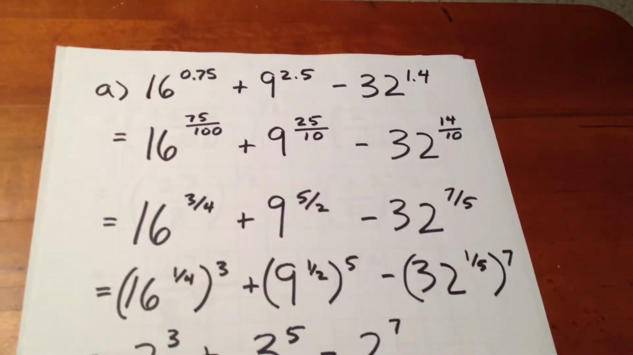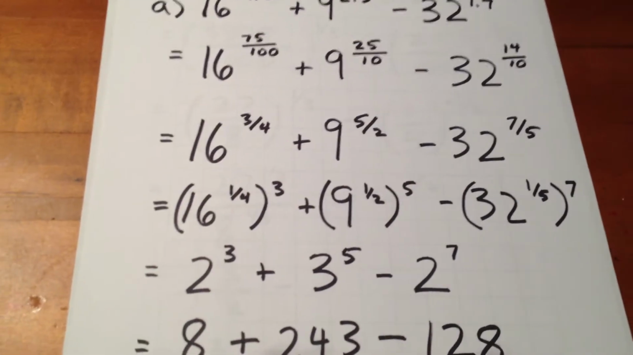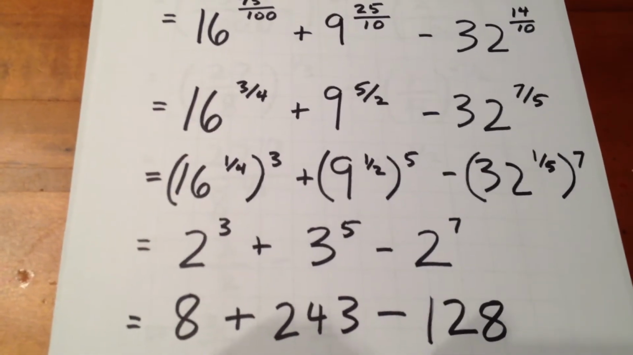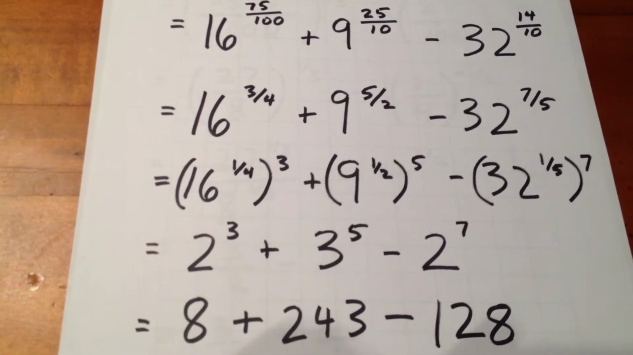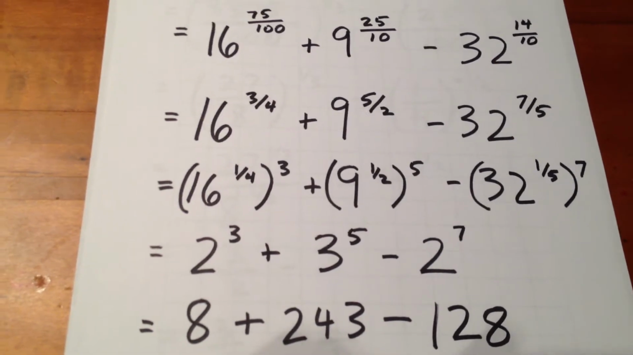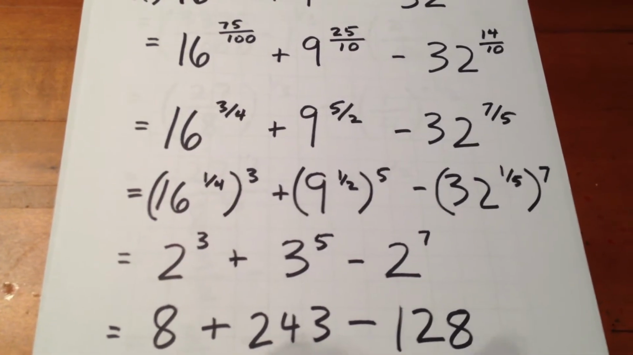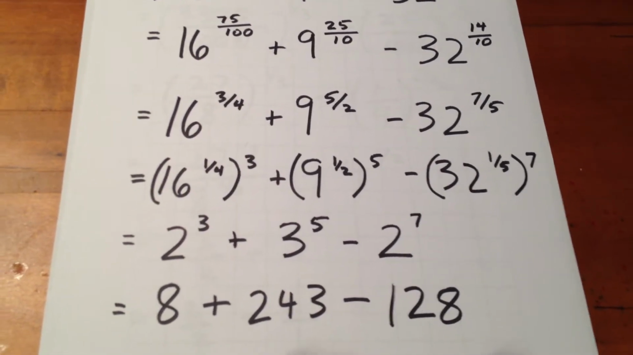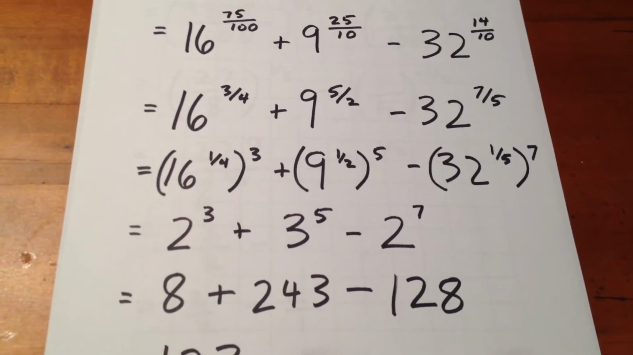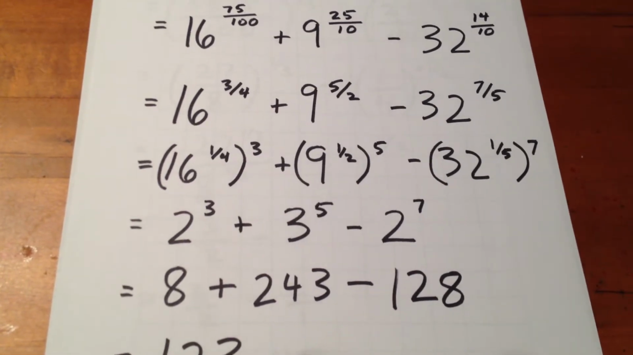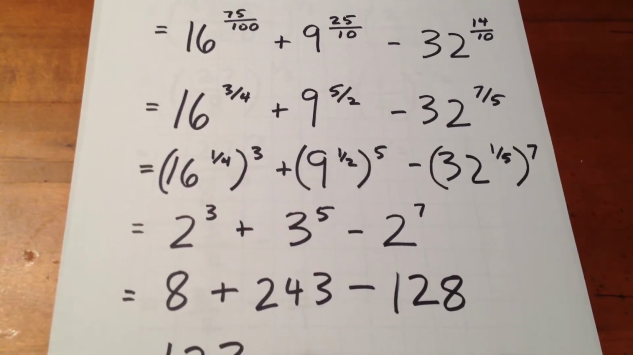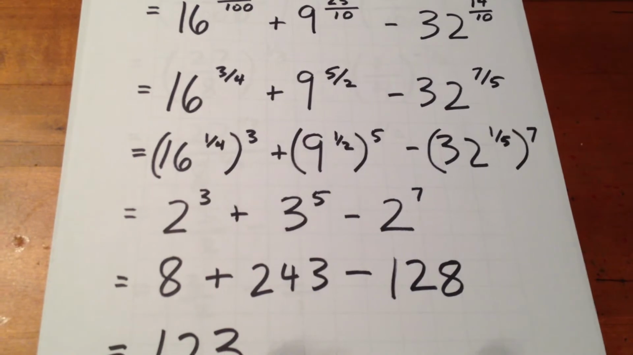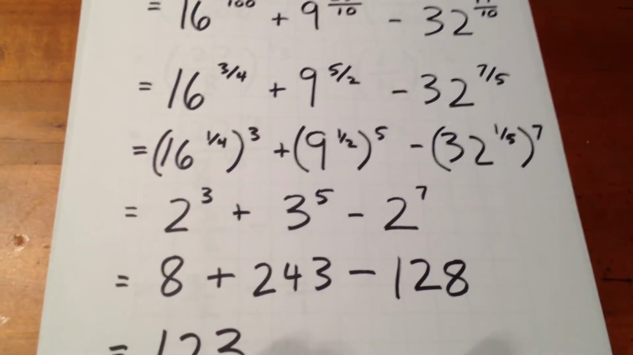And then our regular laws of exponents take over. 16 to the 3/4 is like asking us for 16 to the 1/4 and then cubing it. 9 to the 5/2 is like asking us for 9 to the 1/2 and then raising it to the exponent 5. And 32 to the 7/5 is like asking us for the 5th root of 32, and then raising that to the exponent of 7.